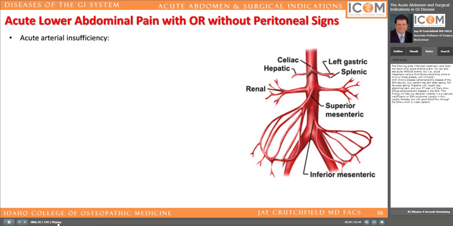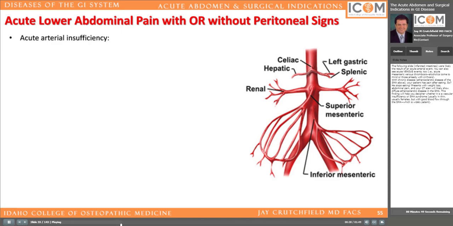You can also see acute venous events, such as acute mesenteric venous thrombosis. Alcoholics come to mind, or those already with cirrhosis. With chronic disease, such as atherosclerotic disease of the SMA, your patient has pain after eating. What does this mean? Well, he stops eating and loses weight.